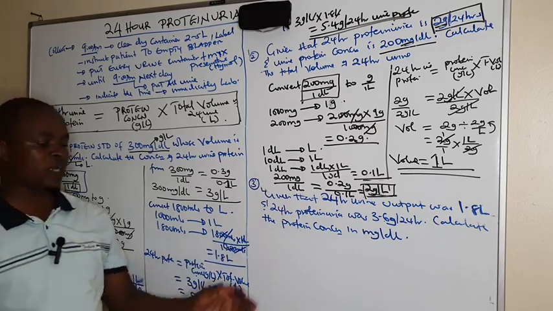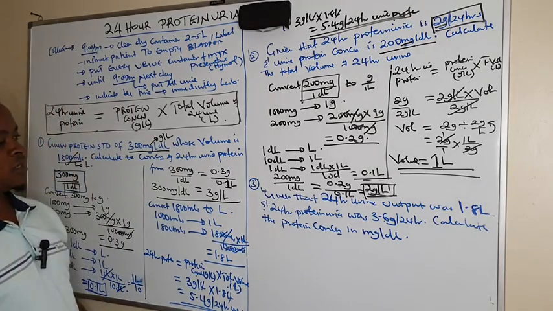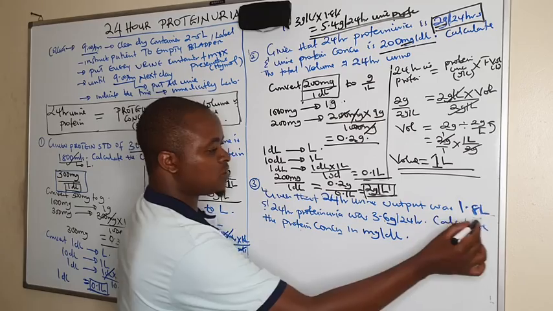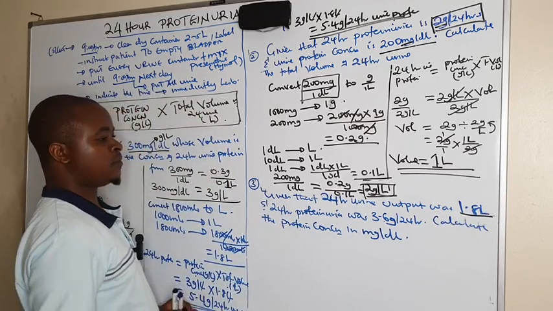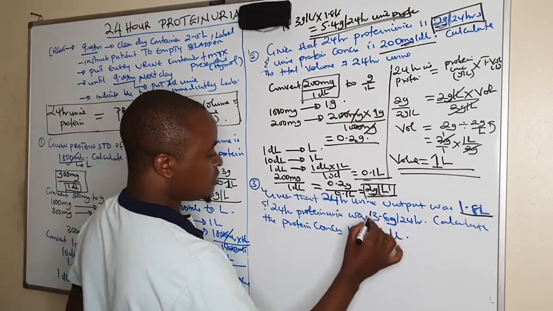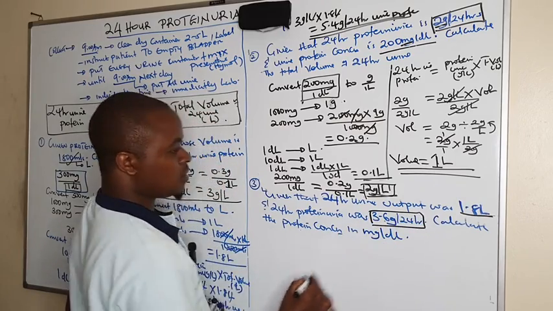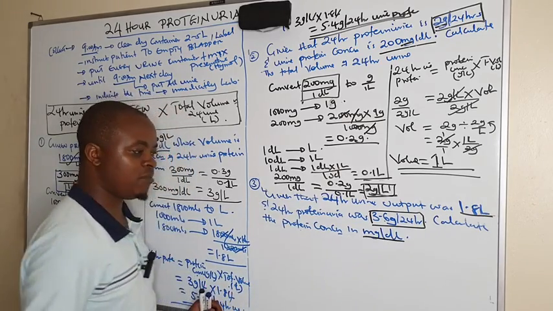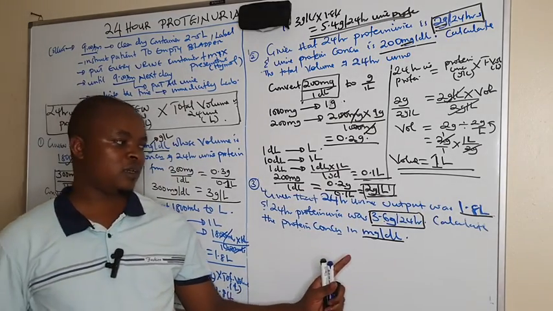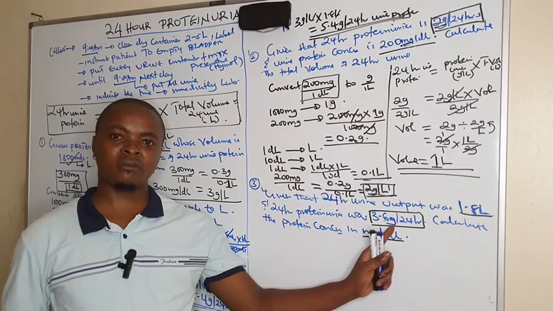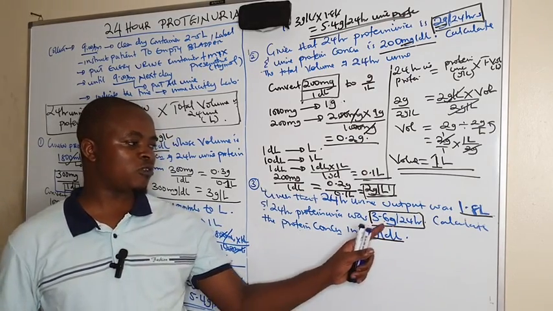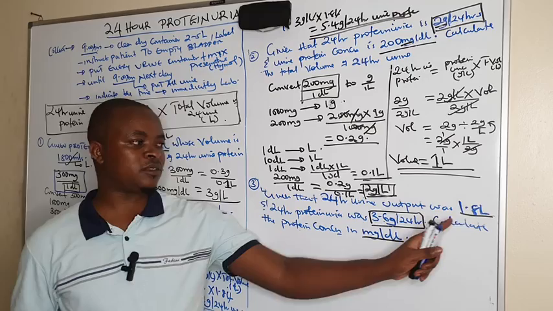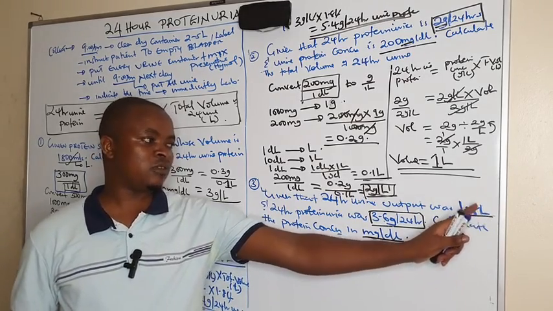So the last example we can use in this video, you're given a 24-hour urine output of 1.8 liters, and the 24-hour urine proteinuria is 3.6 grams. But they want the answer in milligrams per deciliter, while the proteinuria is given in grams. So we are going to be forced to convert grams to milligrams, and to convert 1.8 liters to deciliters.